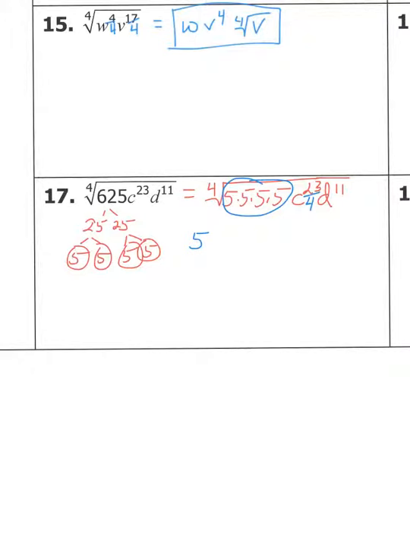Divide 23 by 4. 4 goes into 23 5 times evenly, so c to the 5th. So then 5 times 4 is 20. That leaves 3 left over out of 23. So you've got c to the third left underneath. Divide 11 by 4. 4 goes in there twice, so you get d squared. 2 times 4 is 8. That leaves 3 left over out of 11. So d to the third is left underneath.